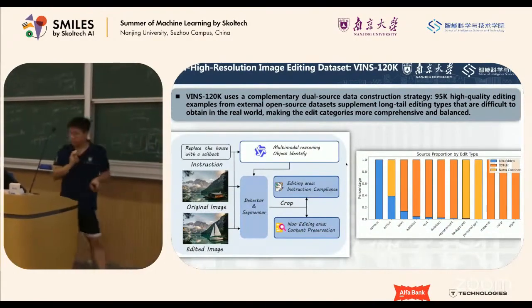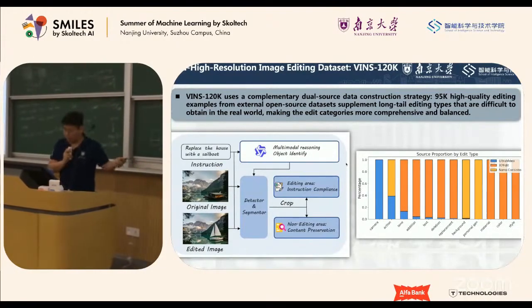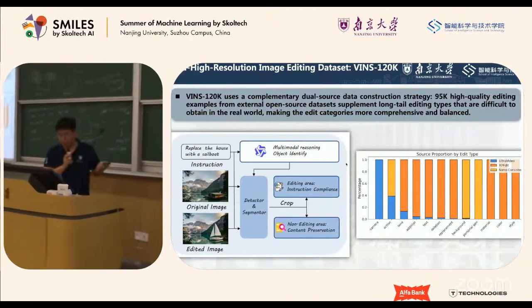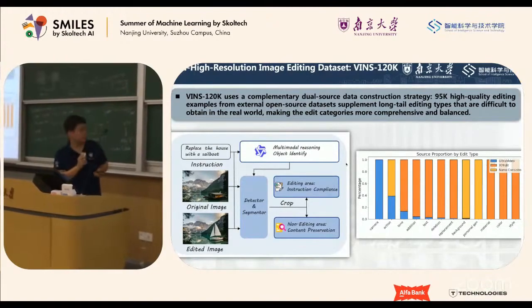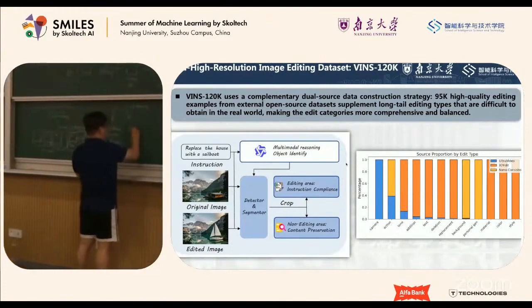And the second source consists of 95K high quality examples from external open datasets. So this part is from external open datasets.